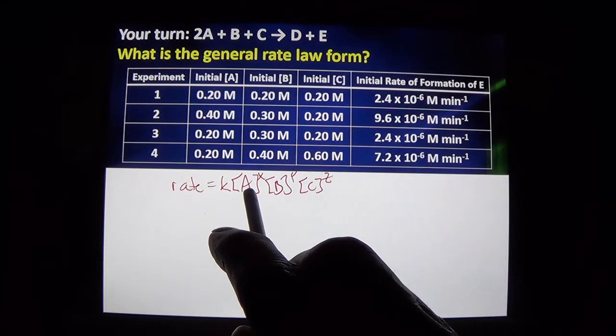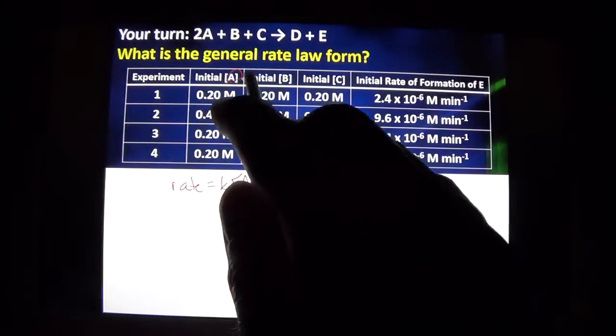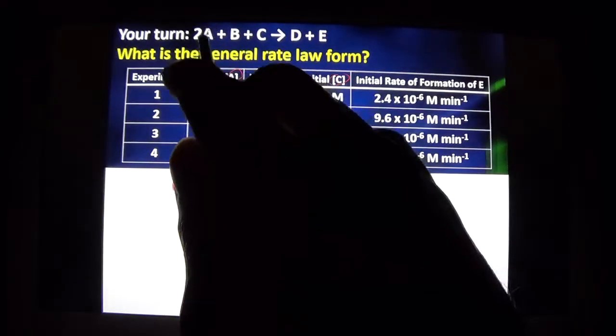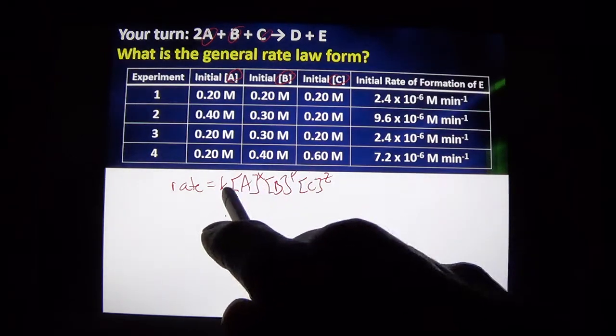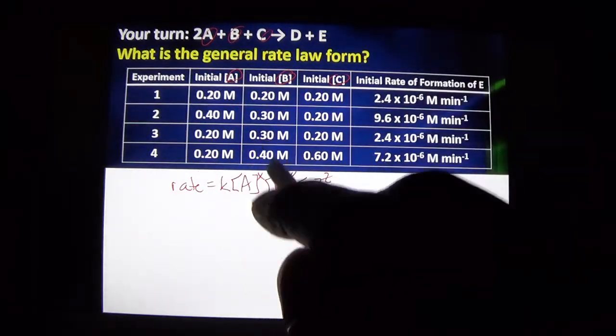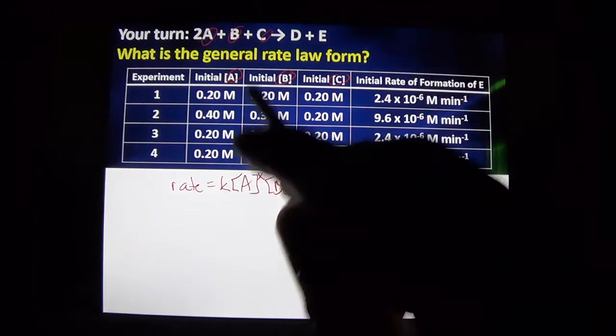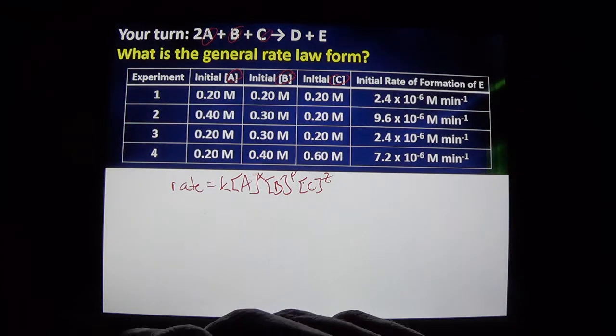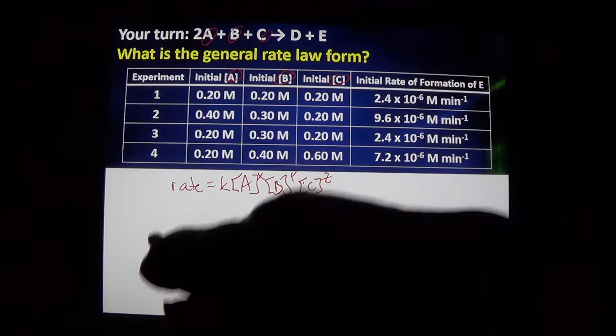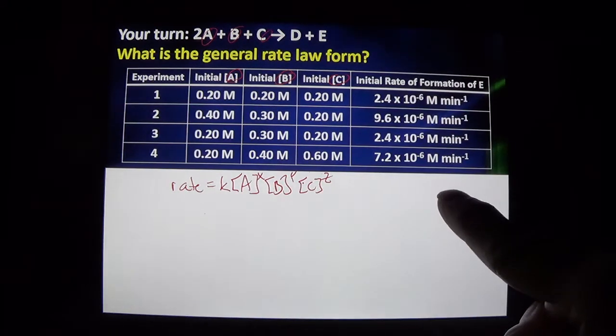It most definitely has to be A, B, C because that's what they're using here, and that's what they're using here. And if they used elements and compounds instead of A, B, and C, you better use elements and compounds and not just A, B, C. Please use what they give you. That's part of the good communication skills that you are trying to develop this year. Okay, so there's our general rate law form.